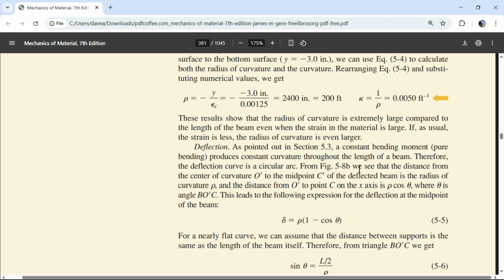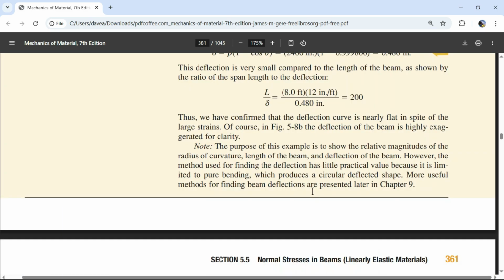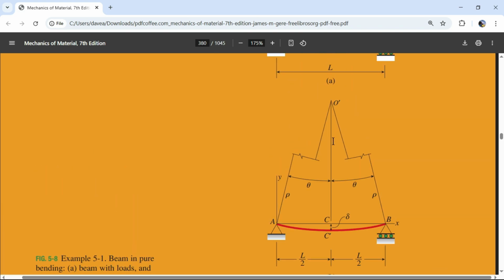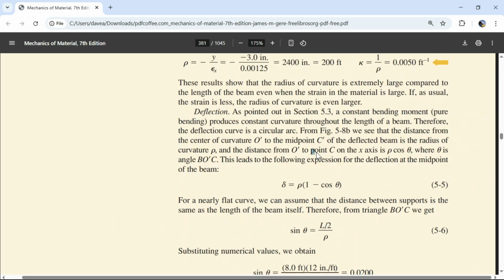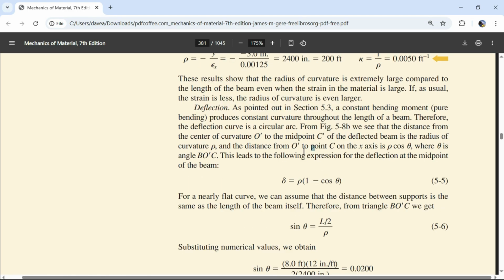From that second figure, 5.8b, we see that the distance from the center of curvature, capital O prime, that's the center of the circle, to the midpoint, C prime, and this radius of curvature is from the midpoint, the neutral axis, to the center. So that's what we're talking about. From the center of the circle, O prime, to C prime, the midpoint of the deflected beam, is the radius of curvature, rho.